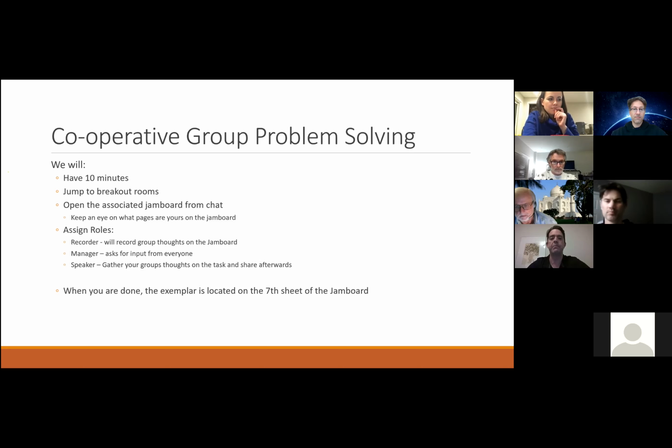Now we're going to have about a 2-minute warning with 2 minutes left. At that point, it doesn't really matter if you're done the task, but on the 7th sheet of the Jamboard, there is an exemplar. So for the last 2 minutes, wherever you are, you can look at the answer and compare your work to what I've come up with. Please don't judge my work too harshly. I'm sure I'm missing something or another.